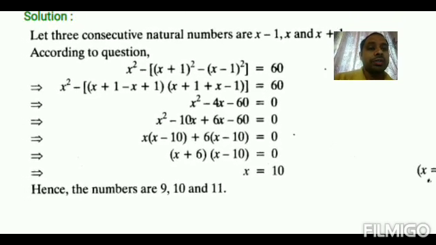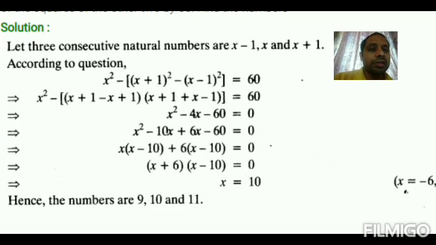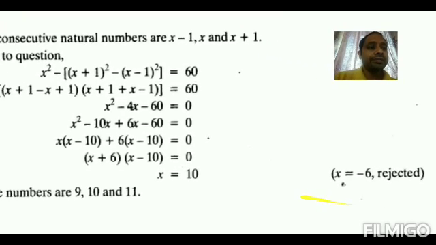Therefore, the middle value is 10, and the next value is 11, and the first value is 9. Why? Because the numbers are x minus 1, x and x plus 1. Therefore, the numbers are 9, 10 and 11.